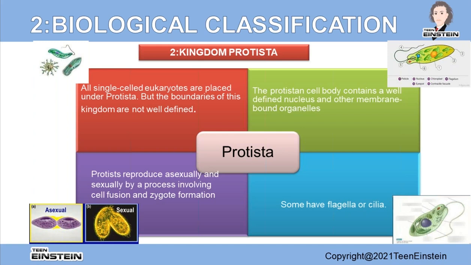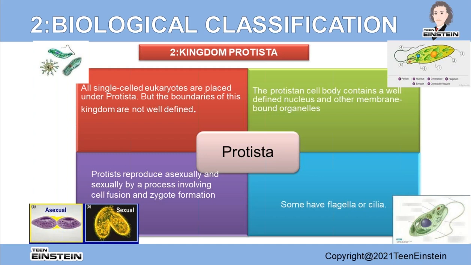These organisms form phytoplanktons or zooplanktons. They reproduce by asexual or sexual methods. Most of them are aquatic, so they have flagella or cilia for their locomotion. And they are eukaryotic. In the chart I mentioned, from there itself I explained it is eukaryotic.